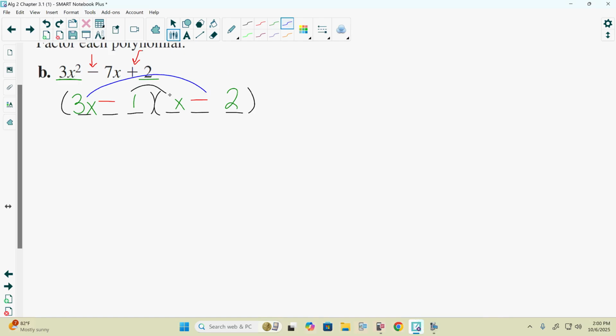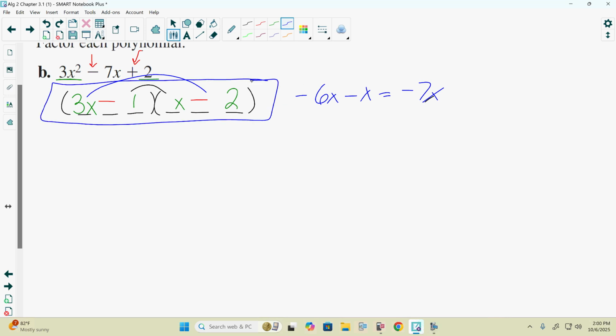And we can check this here. 3x times negative 2. 3 times negative 2 would be negative 6x. Negative 1 times x would be negative x. Negative 6x minus x is negative 7x. Is that the middle term we wanted? Mm-hmm. So those are the correct factors.